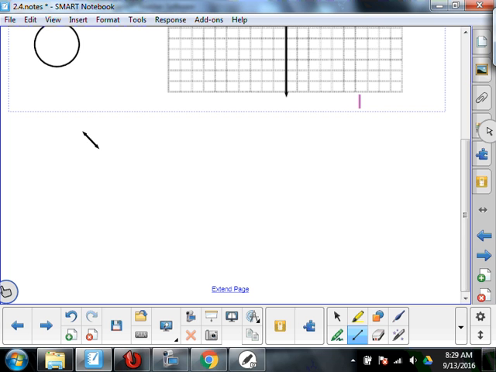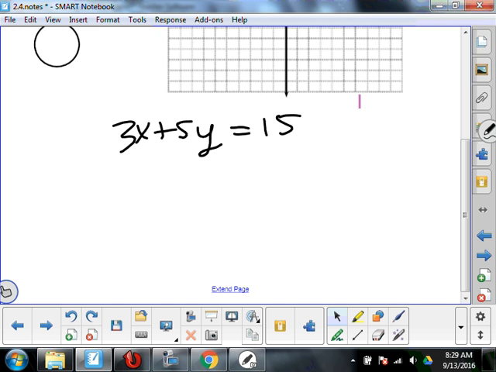So 3y. Whoop, don't want a line. I always forget about that. 3y plus, or was it 3x? 3x plus 5y equals 15. Let's put this in slope-intercept form, and this is it. We'll end here today.